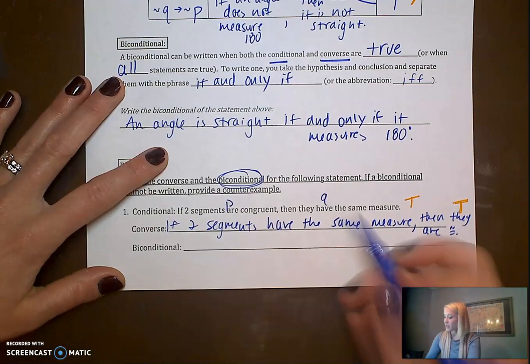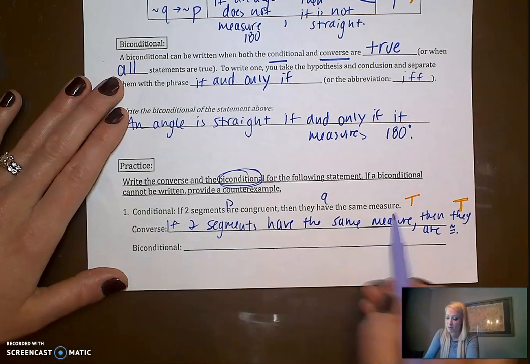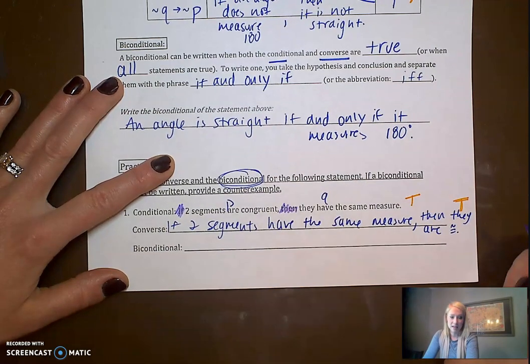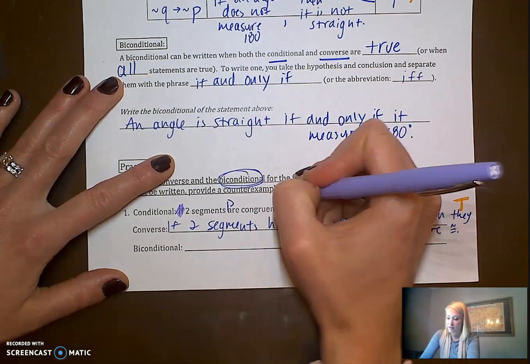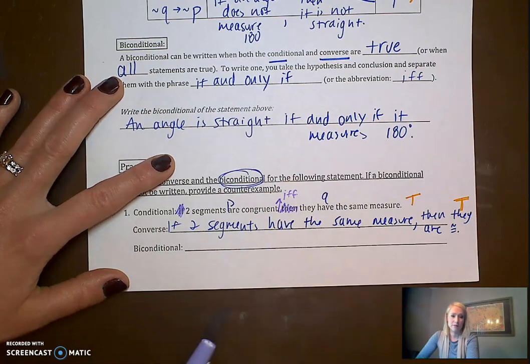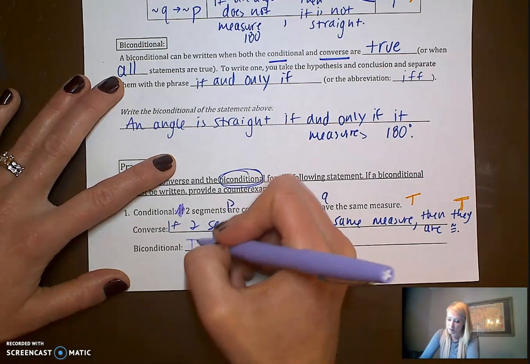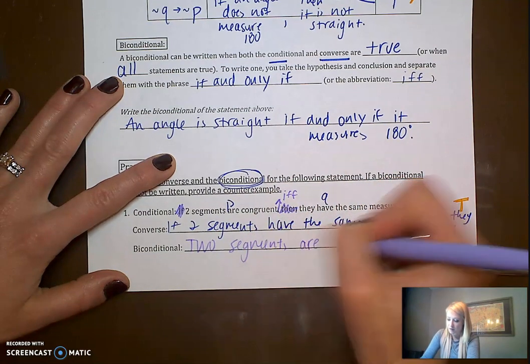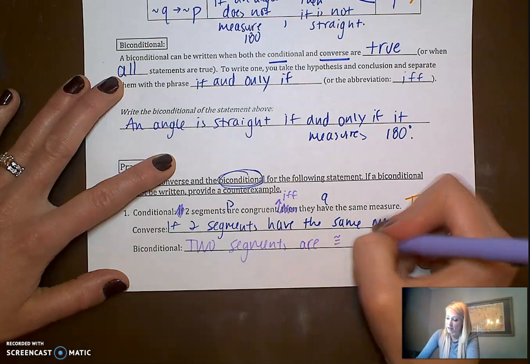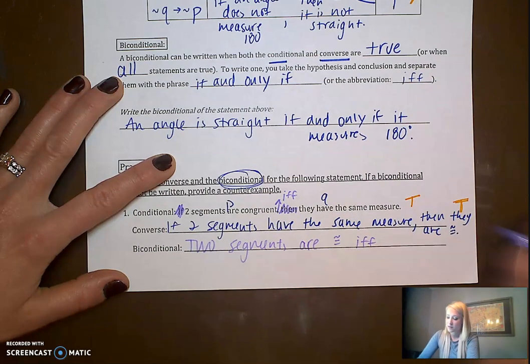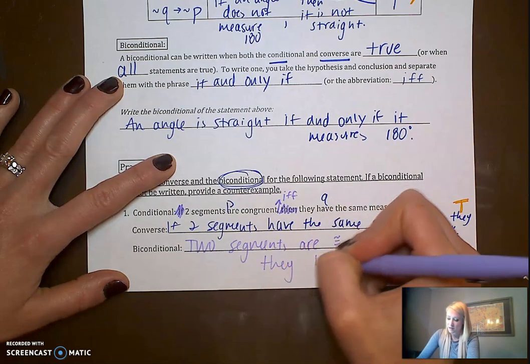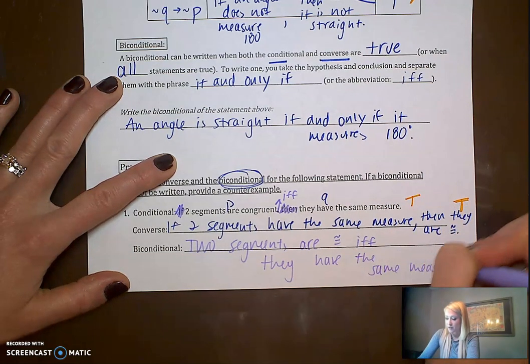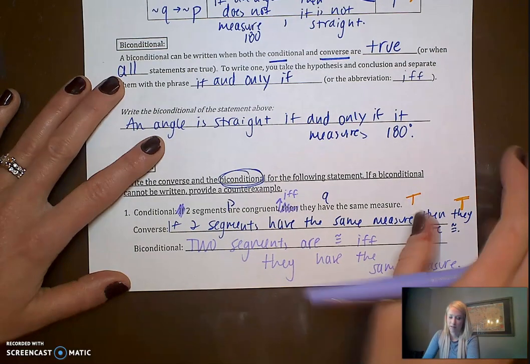So what I'm going to do is basically come to the conditional statement. I'm going to remove if, remove then, and in between the two parts, I'm going to write if and only if. So I'm going to say two segments are congruent, and I'll use the symbol here, if and only if they have the same measure. There's no way around it. Those two pieces of information always are correlated.